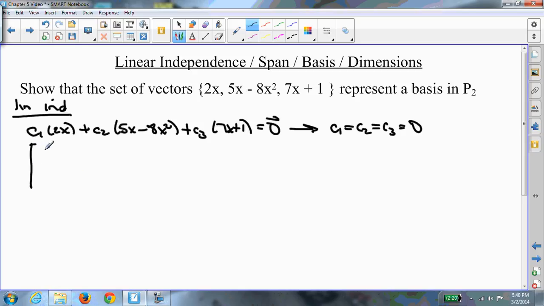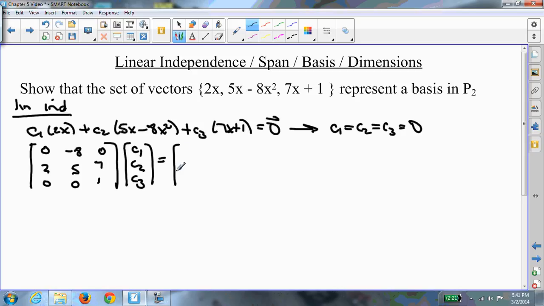So the first one is going to be 0, 2, and 0. I'm going to make my first element the quadratic coefficient, the second element the linear coefficient, and the last element my constant. So if I follow that same order, my next column is going to be negative 8, 5, and 0, and then my last column is going to be 0, 7, and 1. And I want this times c1, c2, c3 to equal 0, 0, 0.